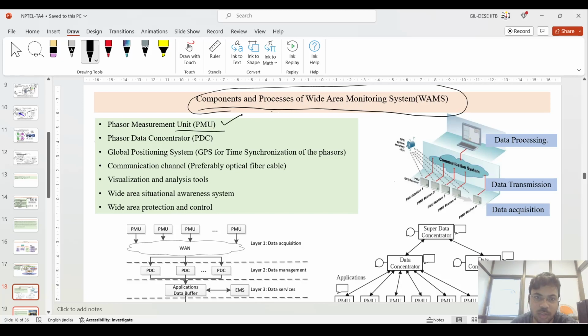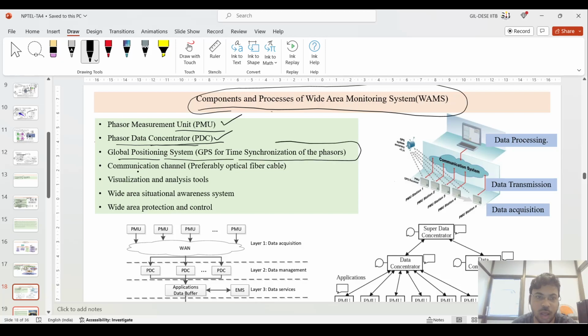Coming to the components of this WAMS system, there are certain components. First, I have told you the PMUs are there. Second is the phasor data concentrator, because if you are taking the data from the PMUs, you should have a concentrator where this data is collected and transmitted. So these PDCs, the phasor data concentrators, help in concentrating the data and transmitting it to the further level.